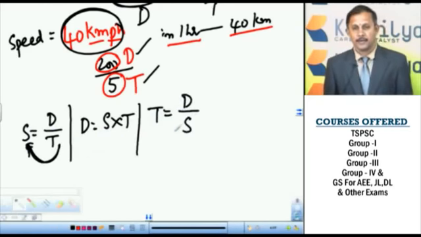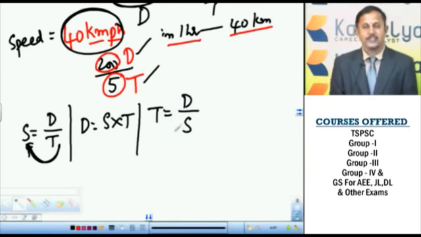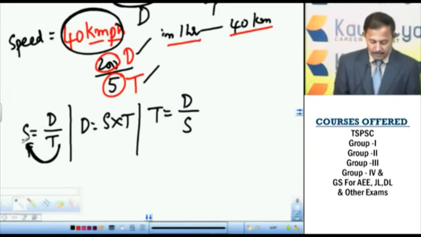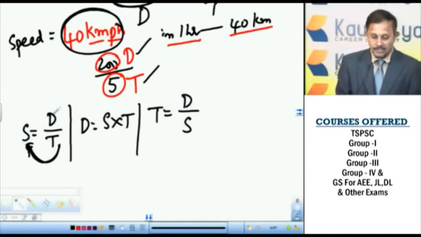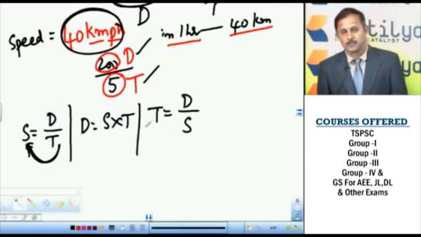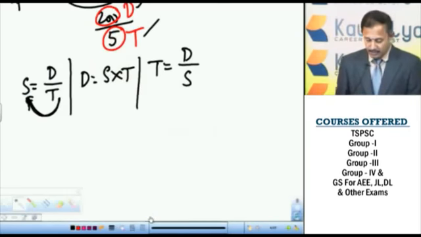So these are the three formulae. Remembering any one of these formulae, we can get the other two easily. The first formula, speed is given by distance by time. Second formula, distance is equal to speed into time. Third formula, time period is equal to distance by speed. So these are the three formulae.